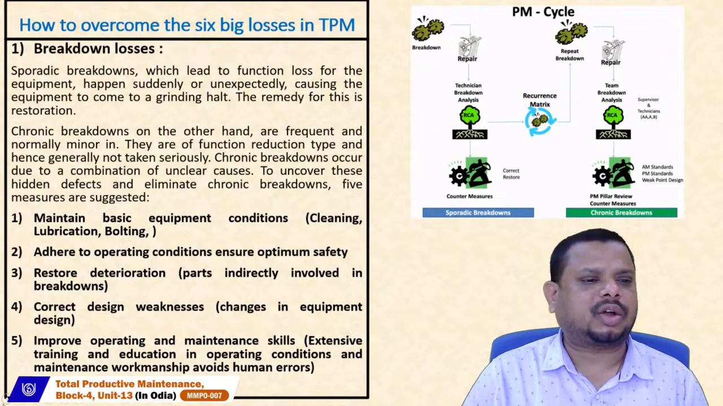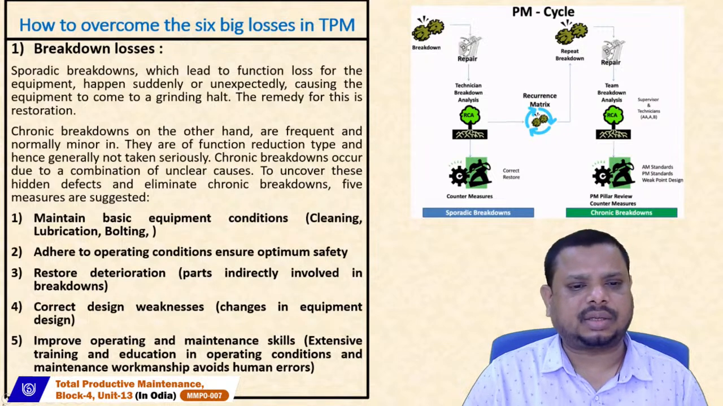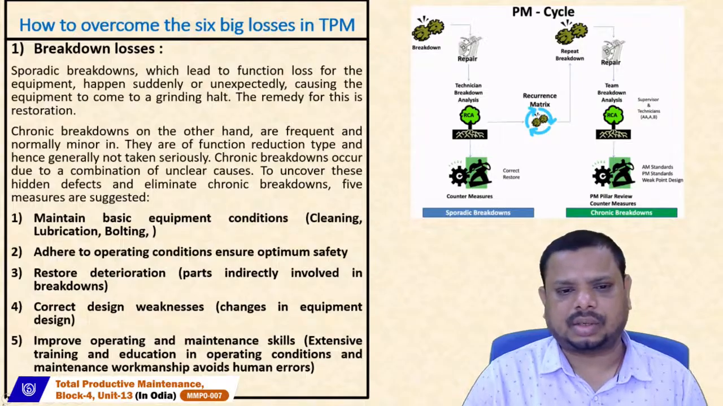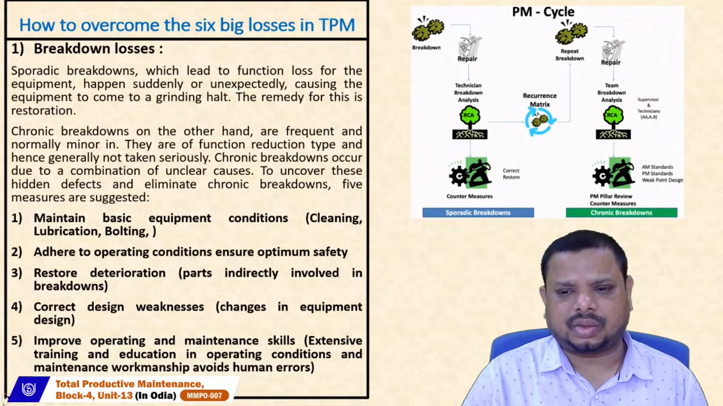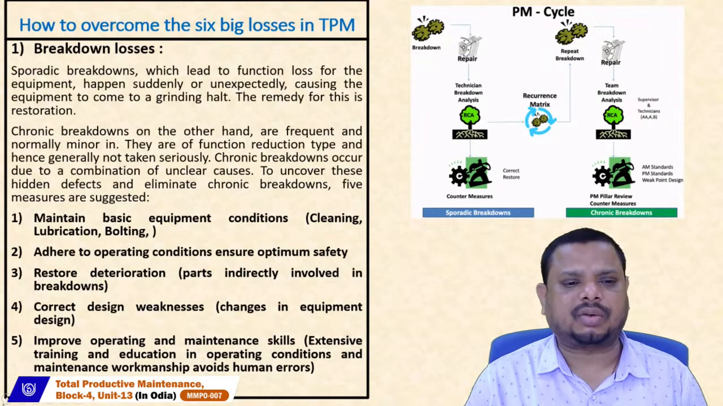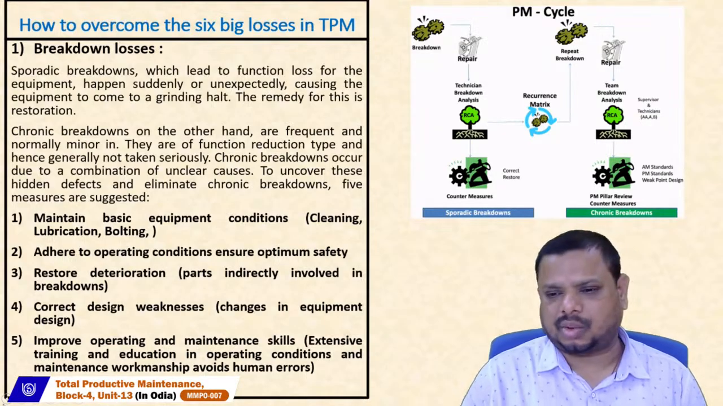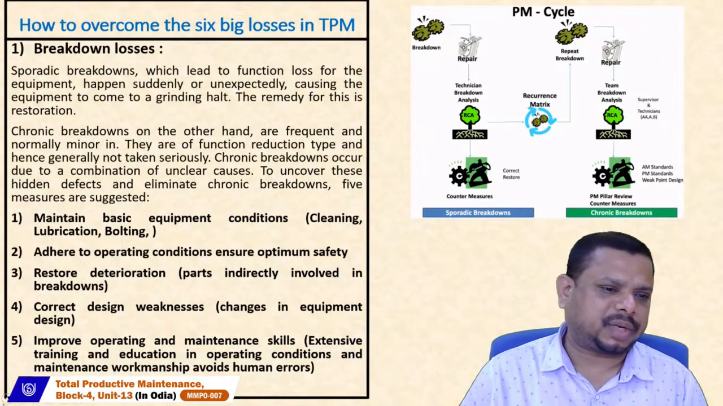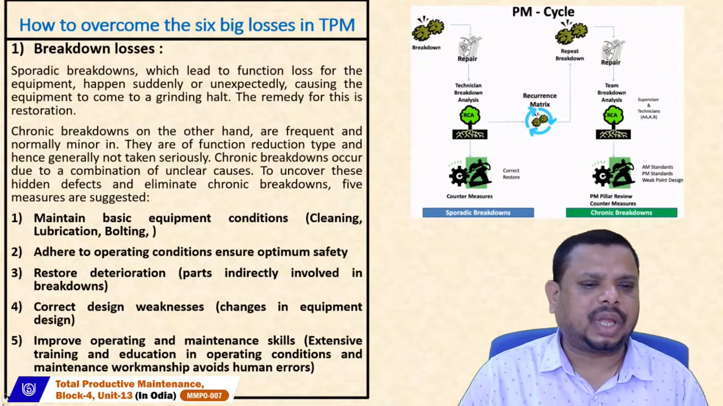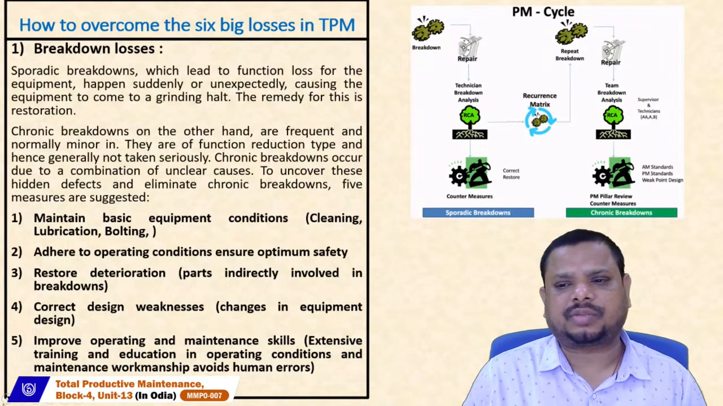Chronic breakdowns are frequent and normally minor in their functional reduction times, and hence generally not taken seriously. They occur due to a combination of unclear causes, and uncovering these hidden defects eliminates chronic breakdowns through five major suggestions. These are the minor breakdowns, which are unknown to the operators. But if chronic breakdown happens in a specific machine or equipment, you have to focus on these five measures.